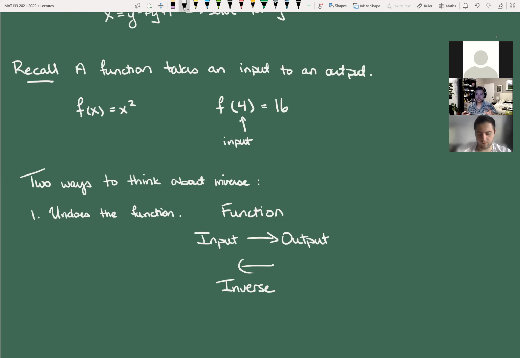Maybe this isn't a great analogy, but I think of it kind of like a recipe. Maybe the recipe isn't a great example, but a function is a machine. You give it an input, it turns it into an output. The inverse just kind of turns the conveyor belt around. So if you give it the output, it turns it back into the input.